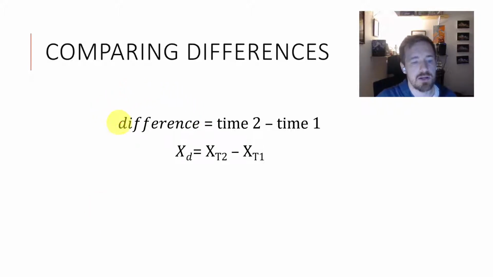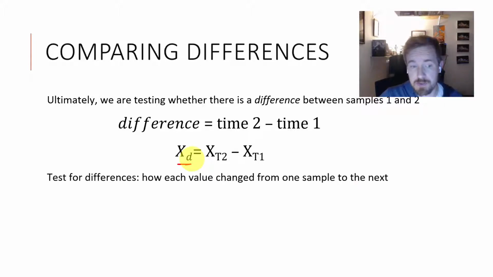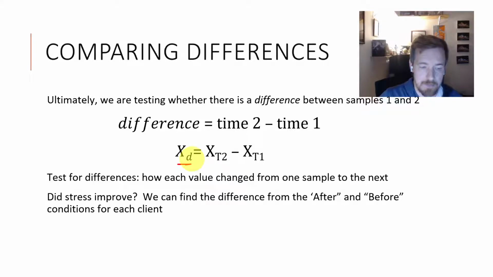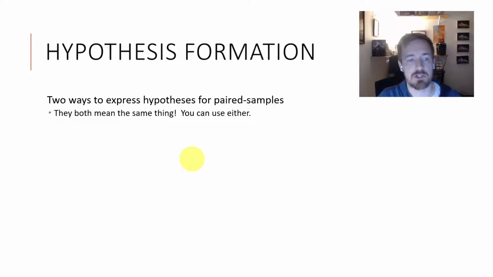Here is one key part of our formula. Difference equals time 2 minus time 1. So we're going to express this as xd. So xd is going to be equal to the x of time 2 subtracted by the x of time 1. And ultimately we're just looking at whether or not there is a difference between these samples, and we're going to test them. So, sorry, I'm fast forwarding through this because I want to show you some of the math, because I feel like it'll be a little bit clearer then.